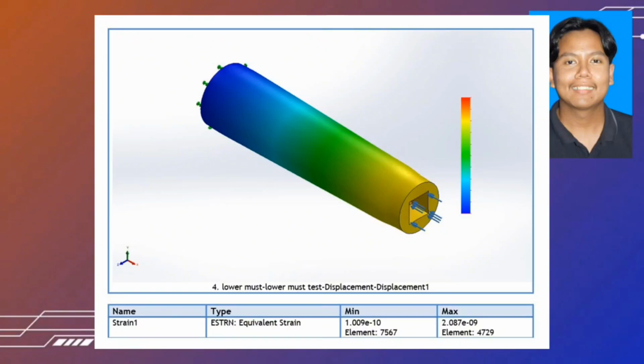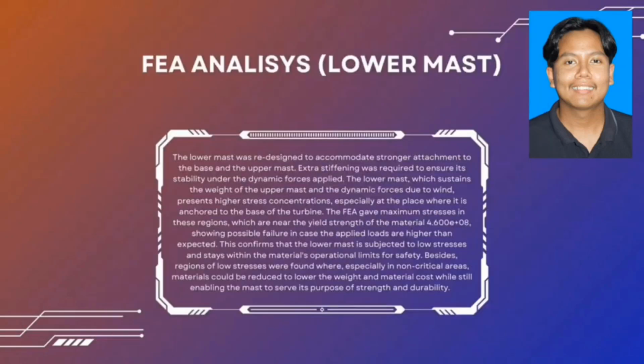The FEA gave maximum stresses in these regions which are near the yield strength of the material, 4.600E+08, showing possible failure in case the applied loads are higher than expected. This confirms that the lower mass is otherwise subjected to low stresses and stays within the material's operational limits for safety. Besides, regions of low stress were found, especially in non-critical areas, where material could be reduced to lower the weight and material cost while still enabling the mass to serve its purpose of strength and durability.